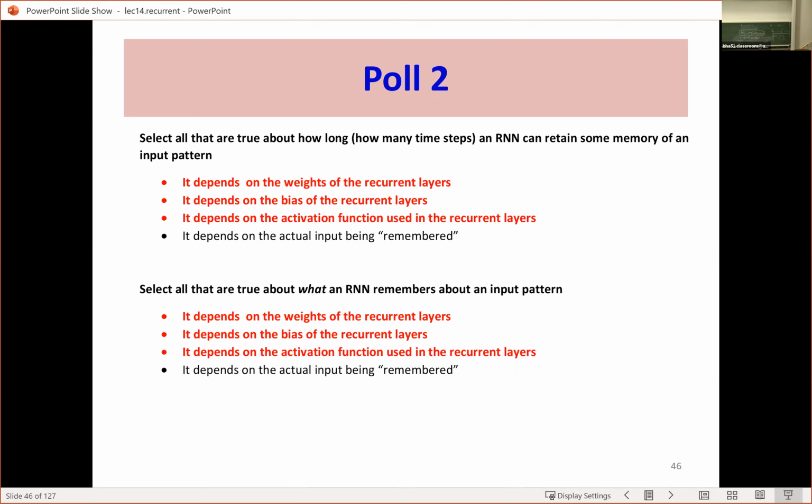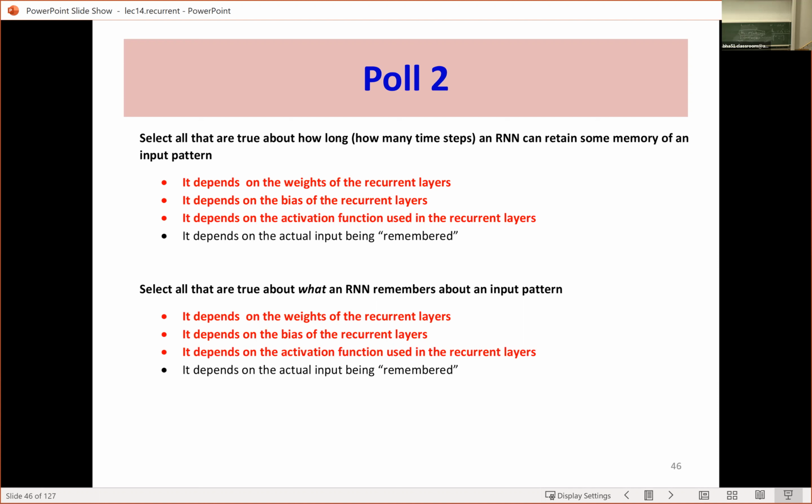So what we found is that an RNN can retain some memory of an input pattern, but how long it retains depends on the weights of the recurrent layers. It depends on the eigenvalues of the recurrent layers, and it depends also on the bias of the recurrent layers, as we saw. But beyond a point, and it depends on the activation function, what it eventually remembers after a few steps is not a function of the input. It depends on the weights, the bias and the activation function. What is missing from the second answer to the second question is the input itself. What the hidden layer remembers after a certain amount of time depends on everything except what you're trying to remember. Right? So that's not a good state of affairs.